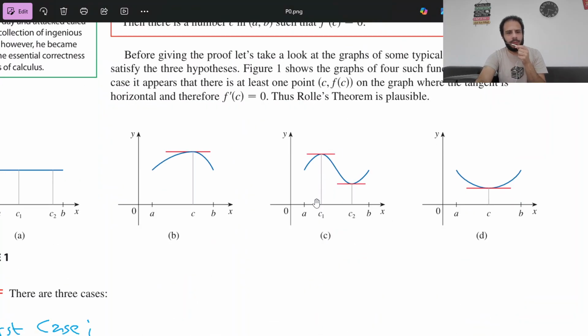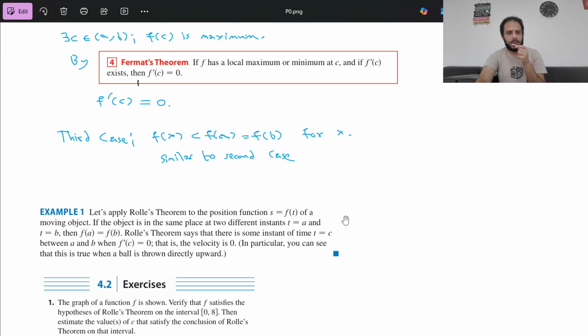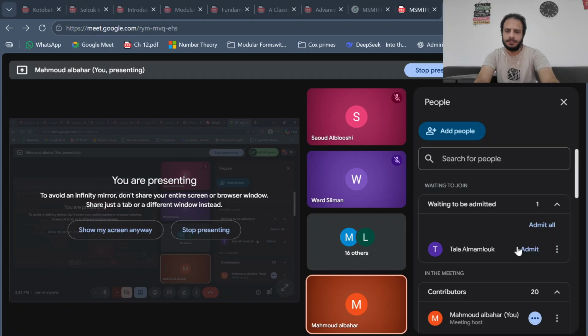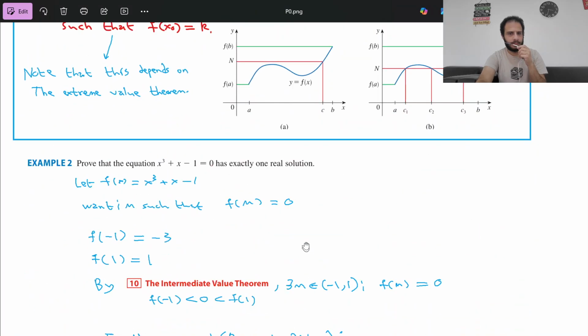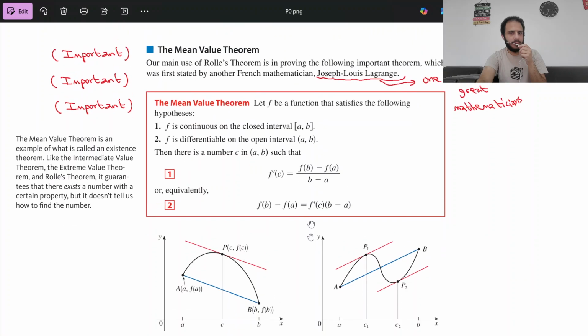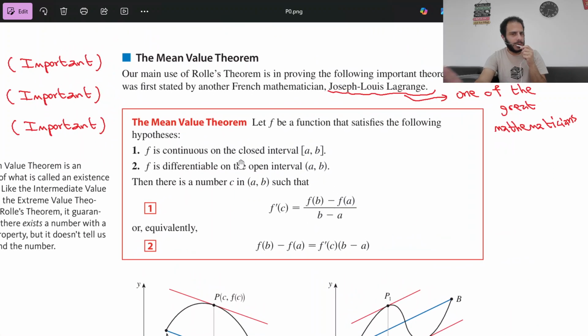Let me remind you the mean value theorem. The mean value theorem is very similar to Rolle's theorem, but it's a generalization. The same: one, f is continuous in the closed interval [a, b], two, f is differentiable in the open interval (a, b). Then there is a number c in the open interval such that f prime of c equals f of b minus f of a over b minus a. If you want, you can multiply by b minus a on both sides, and you get f of b minus f of a equals f prime of c times (b minus a). Good?